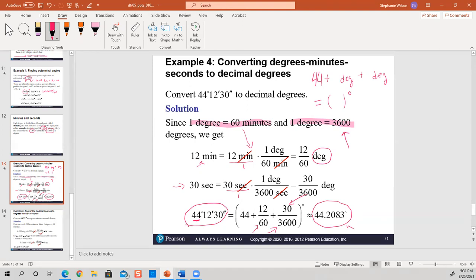Also, be careful about the rounding. It may be specific on how to round. In this case, it rounded to the 10,000ths. You see this squiggly line here? This means approximately, because it's not equal to. The only way you're going to see the equal sign is if it's exact. And since we're rounding and working with decimals, it's not going to be exact. Okay?